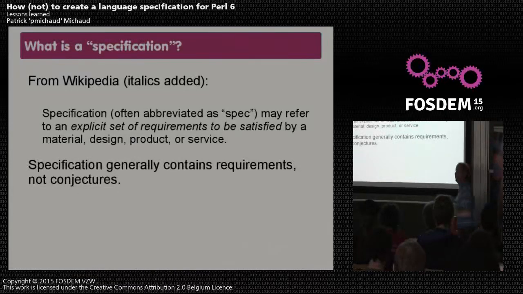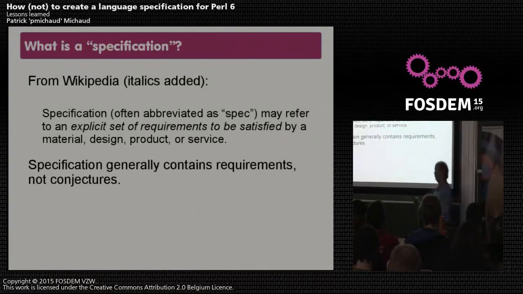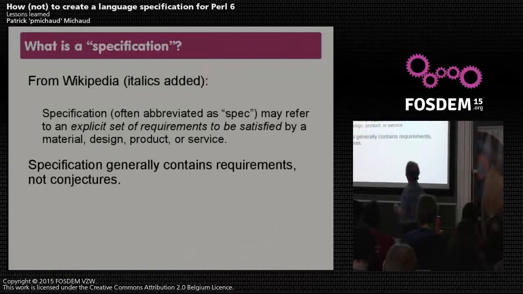So a specification should not be a plan, should not be conjectural. It should not be, oh, we think it's going to be like this. If you're talking about a specification, then in many contexts, what you're looking at is requirements, something that this absolutely meets in order to do things.